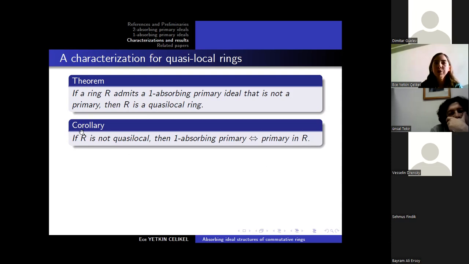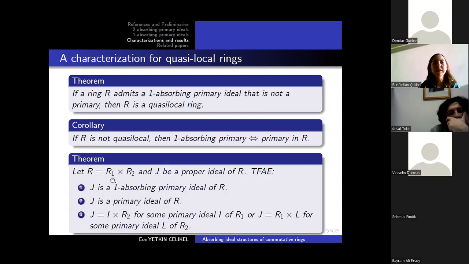So, as a conclusion of this corollary, if you write the Cartesian product of two rings, R1 and R2, and if you take a proper ideal J, then we have these equivalent statements. J is one absorbing primary if and only if it is primary, because this ring is not quasi-local. And also, J can be written as I times R2 for some primary ideal I, or J equals R1 Cartesian product L for some primary ideal L. This comes from the characterization of primary ideals. We have already known it.